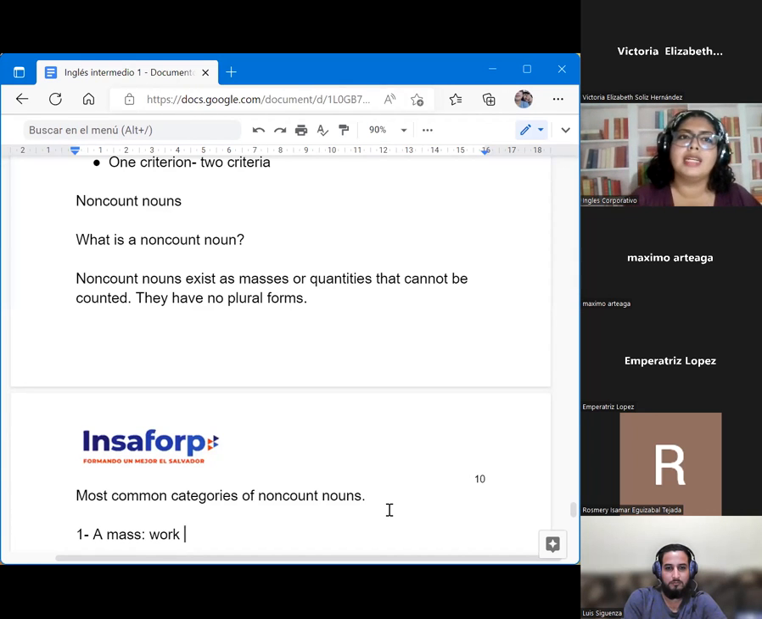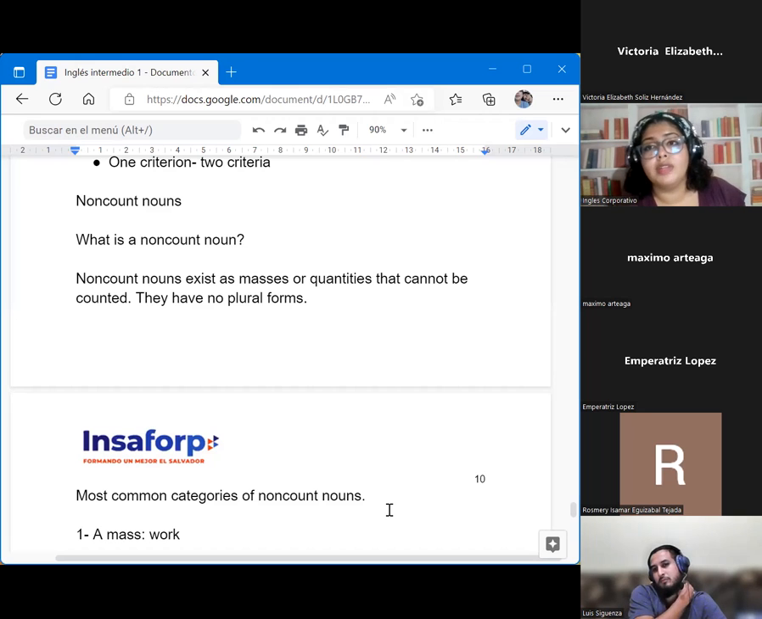We can count the activities, like when we are writing, and we can say, can I make a list of the things that I am going to do during the day? Yes, but in this case, when we have a lot of things to do at the same moment, we cannot count by separate units.